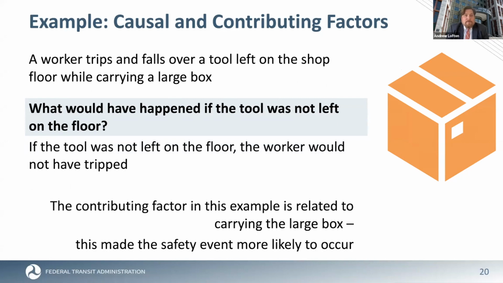Now, while the trip and fall may still have happened if the worker wasn't carrying the box, the trip and fall would not have happened if the tool was not left on the shop floor. So the causal factor is related to the tool left on the shop floor, and the contributing factor is related to the large box being carried by the individual.